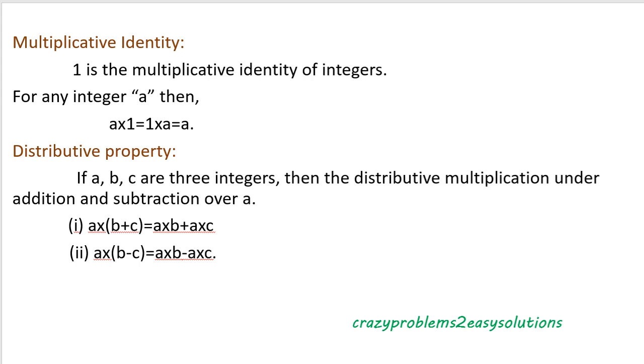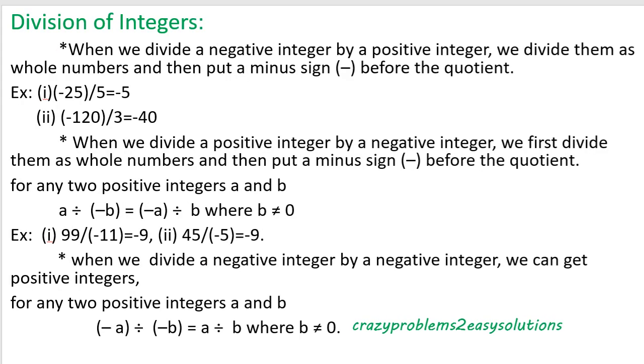Distributive property: we take three integers A, B, C, then multiplication is distributive over addition and subtraction. A into B plus C equals A into B plus A into C. A into B minus C equals A into B minus A into C.